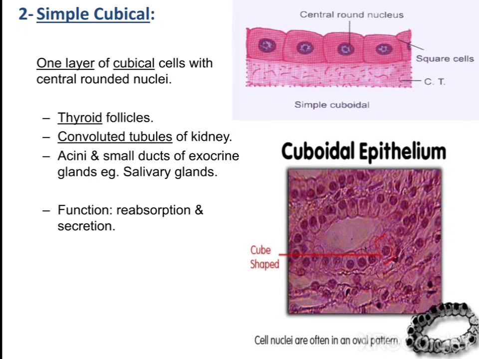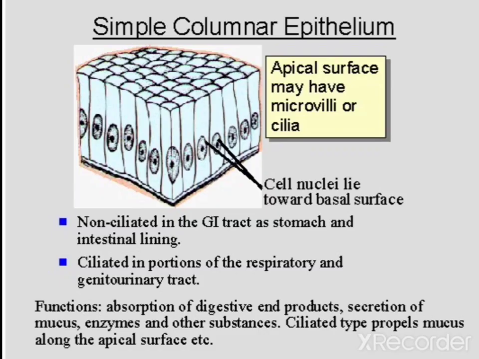The structure is one layer of cubical cells with central rounded nuclei, and these are found in thyroid follicles, convoluted tubules of the kidney, acini of the exocrine glands. Function is reabsorption and secretion. So this is the cuboidal epithelium and the diagram is square-like cells with a centrally placed nucleus.